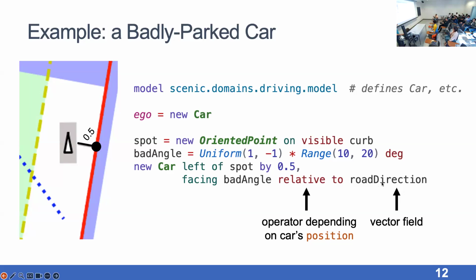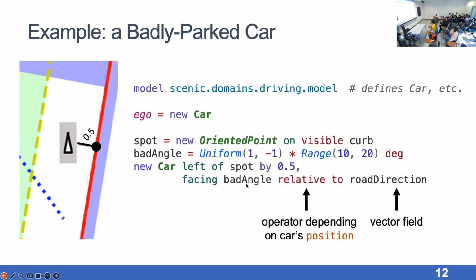And one thing to notice here is that this road direction defines a position at every point on the road. So Scenic knows here we should use the position of this car that we're defining to evaluate the road direction at that point. And then you can see relative to that direction what this angle is.